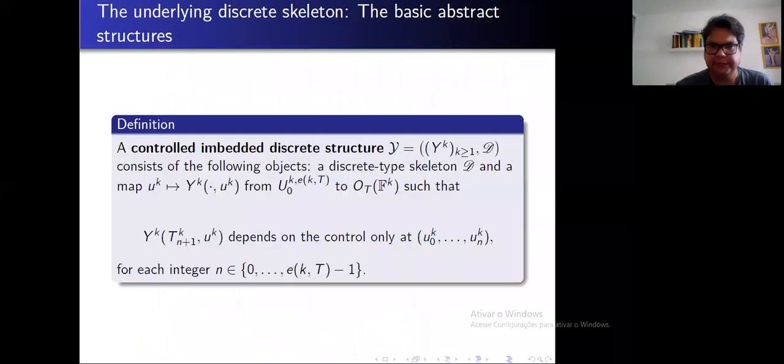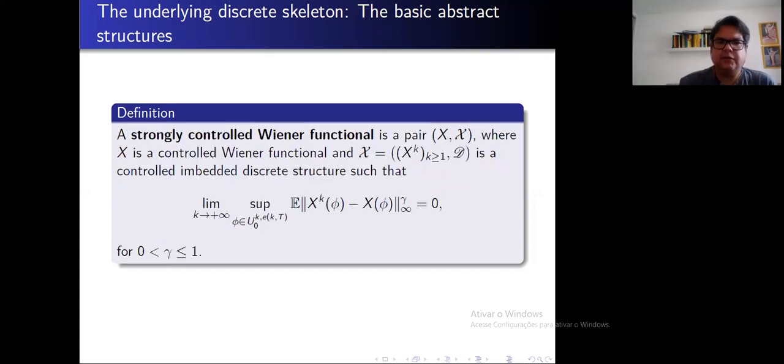So this is the replacement. I will call control embedded this structure, which depends on the D, which is the skeleton of the Brownian motion. And this condition here is just a replacement of the notion of continuous controlled Wiener functional. So everything here is based on the continuous time random walk, including the controls here. Okay, so I will call strongly controlled Wiener functional a pair X. Remember that this pair X you should interpret as a controlled state, and calligraphic X is X_k, which is the control embedded structure, and I will call it strongly controlled if this convergence holds.